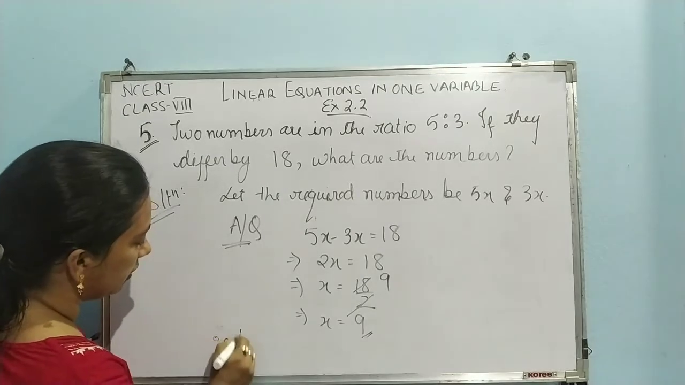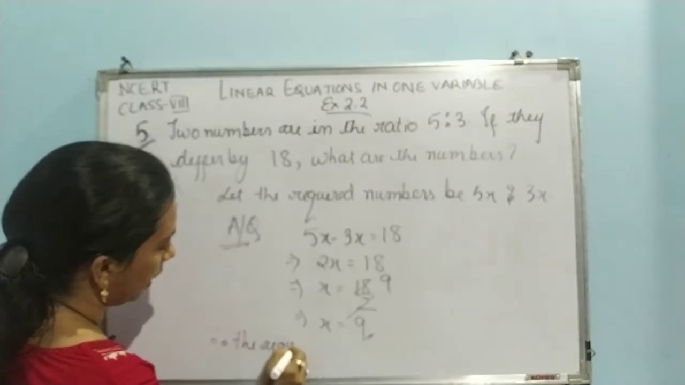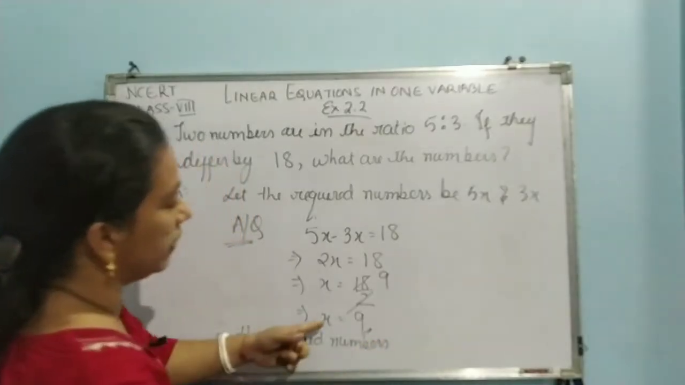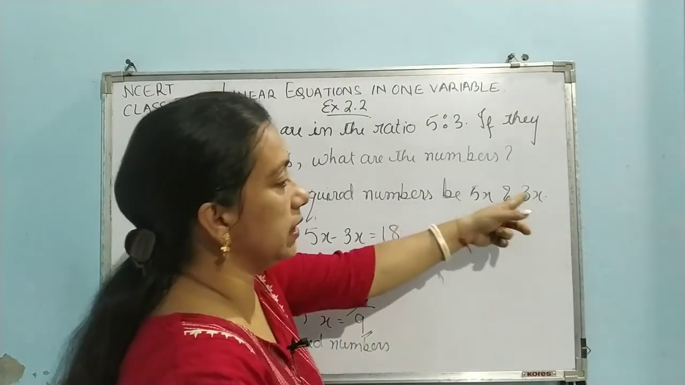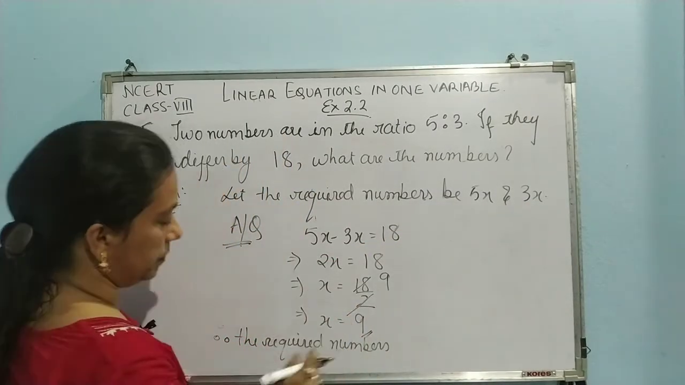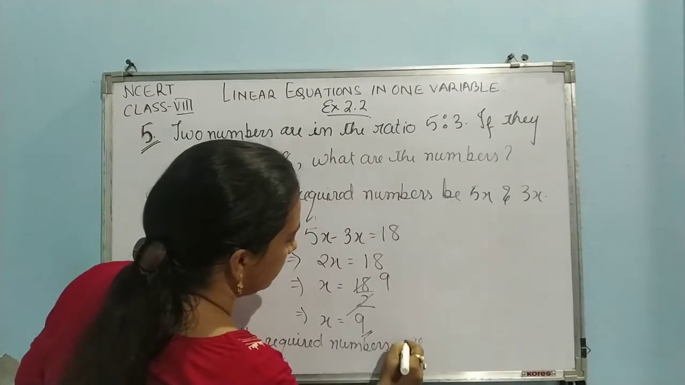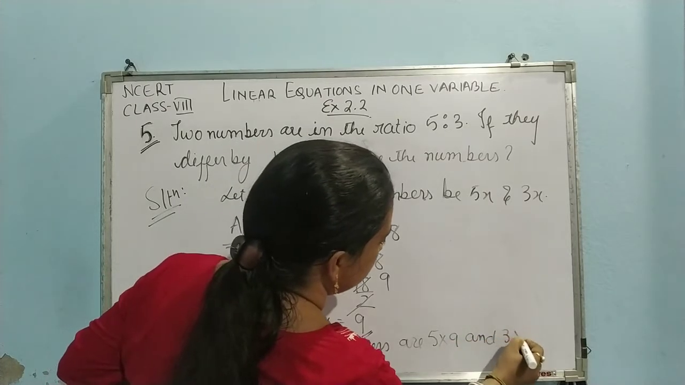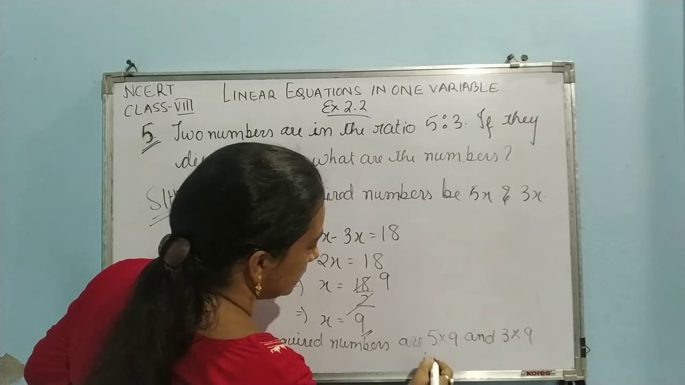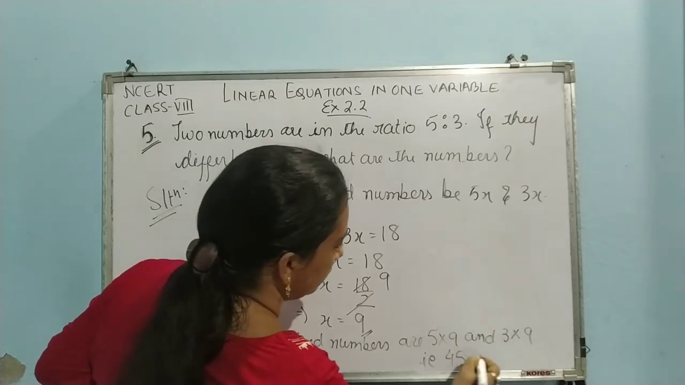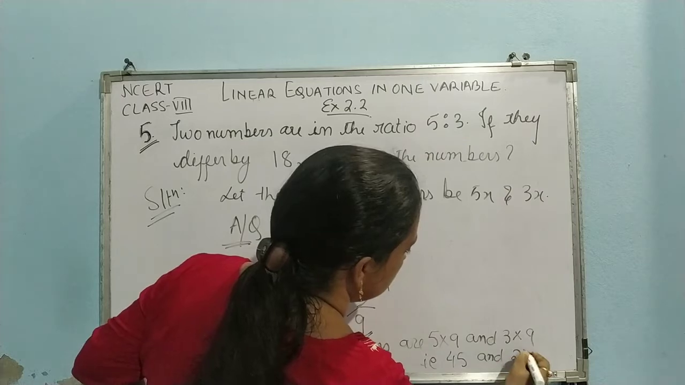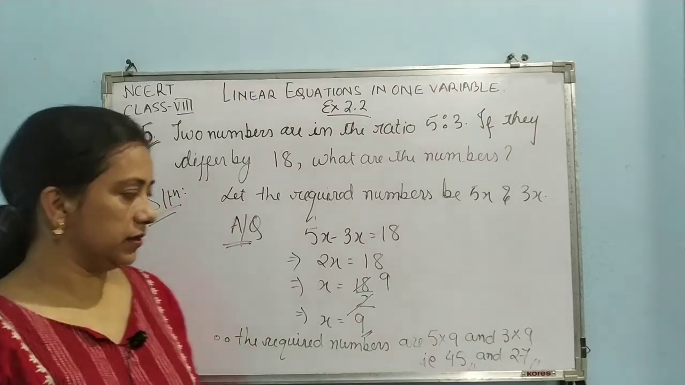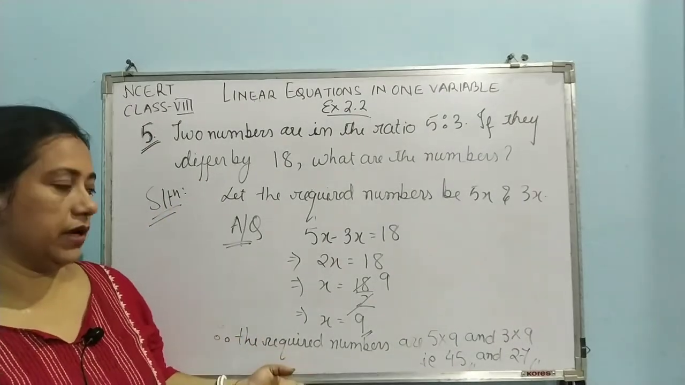Then what do we have to write? Therefore the required numbers. See, we only got the value of x, but we need to find out the numbers. So there is one step left. The required numbers are 5x, that is 5 into 9, and 3x, that is 3 into 9. 5 9s are 45, and 3 9s are 27. These are the numbers actually, 45 and 27. So you can pause the video and write it down in your copies.